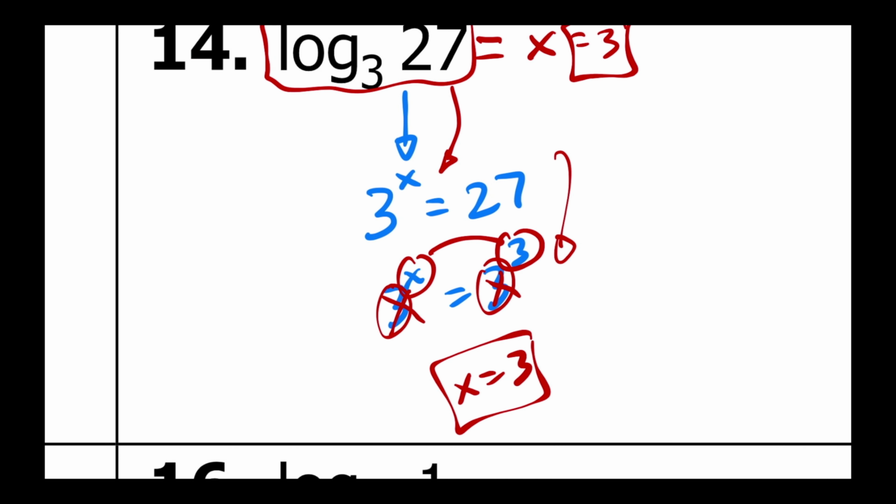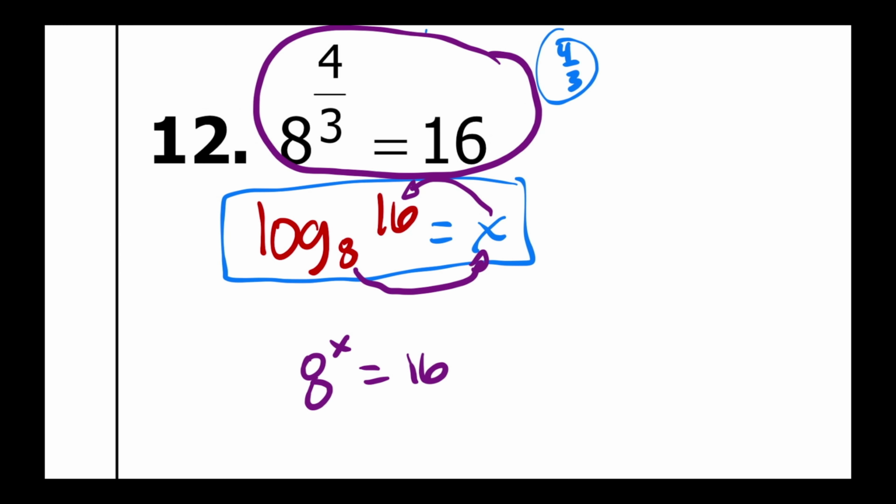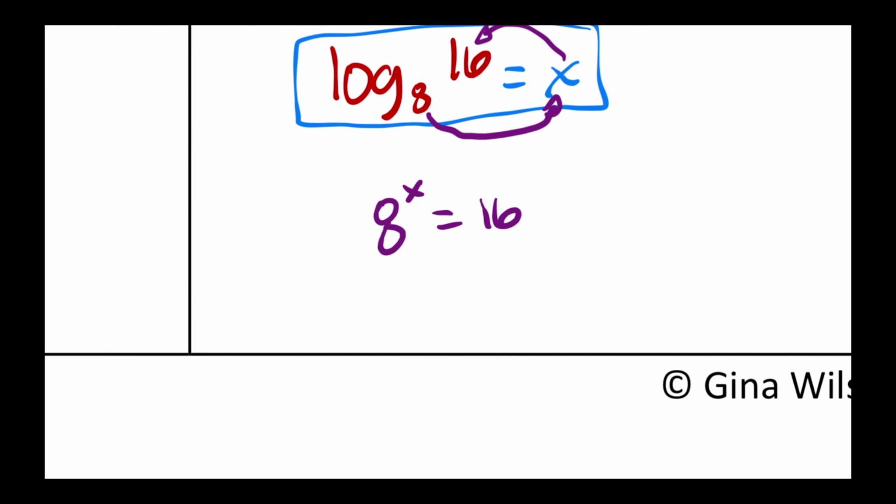You see how I changed 27 to 3 to the third? The reason I did that is because those bases are the same. And once the bases are the same, I can drop them and just set the exponents equal to each other. So if I do that, let's see, 8. Well, isn't 8 2 to the third? 2 times 2 times 2.